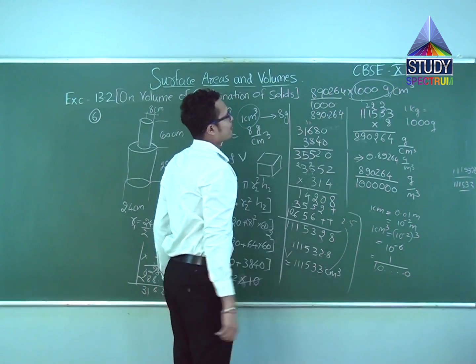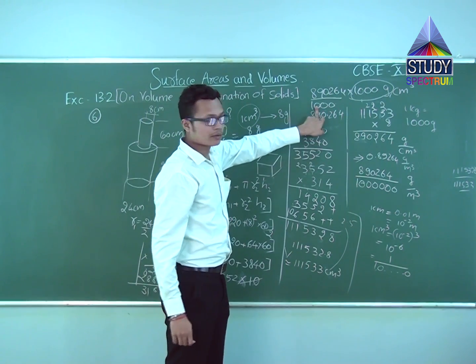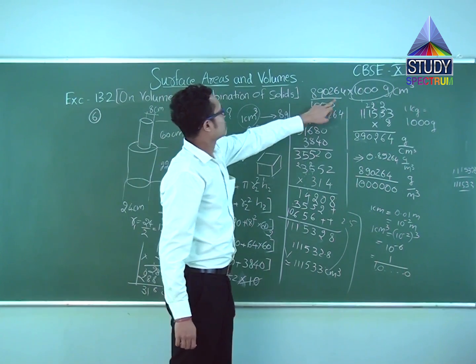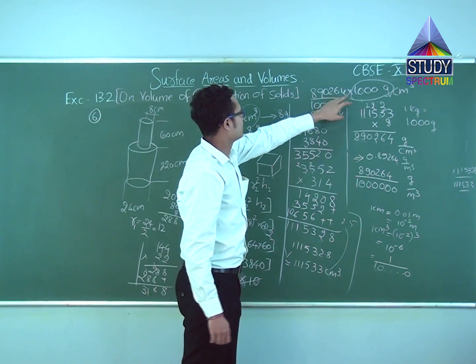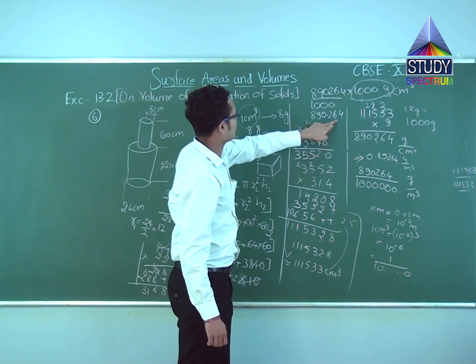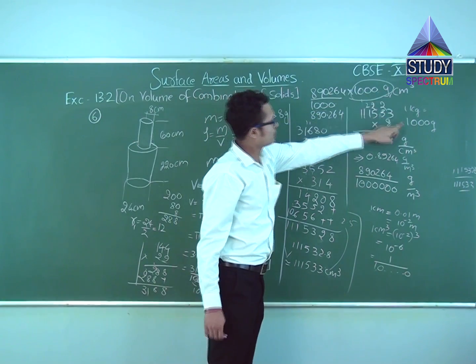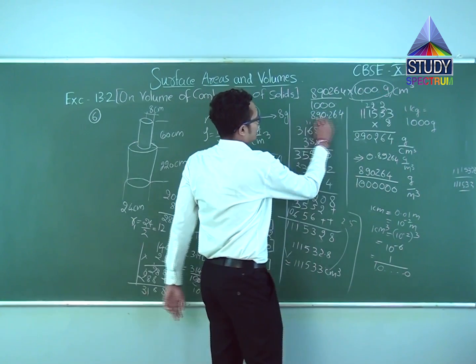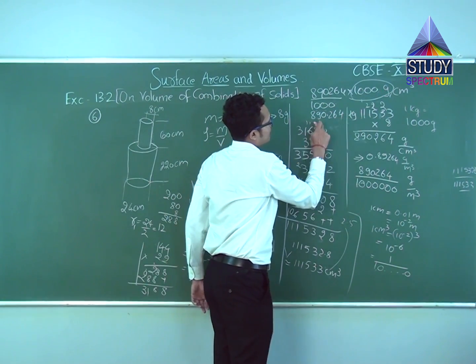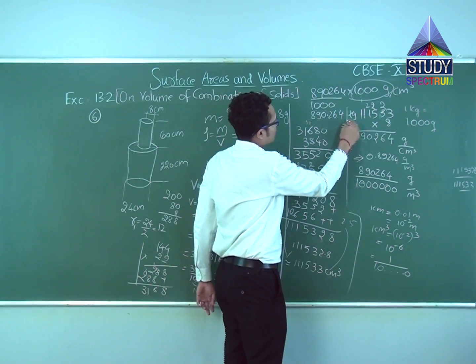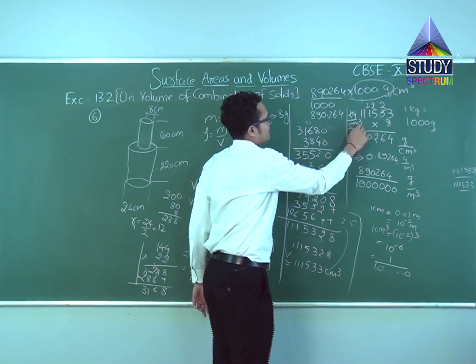890.264, 3 zeros. Place the point from right hand side after 3 digits. 1, 2, 3, 890.264. 1000 grams is 1 kg. So 1 kg, that is 890.264 kg per centimeter cube.